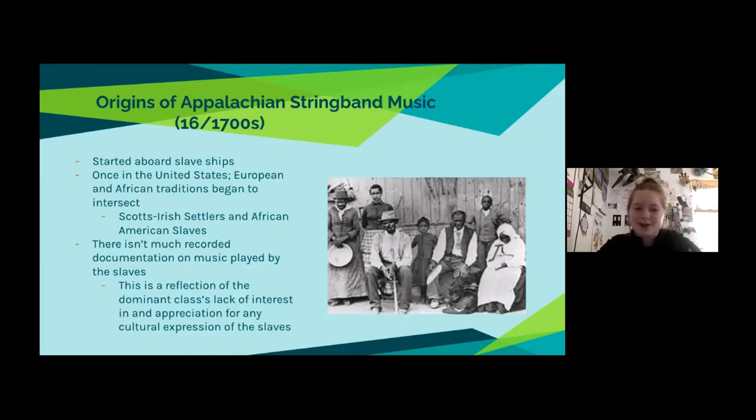There's not much documentation on music that was played by the slaves, and this is very reflective of the oppressive nature and the dominant class's lack of interest and appreciation for any form of cultural expression that the slaves made. But there are still reports of slaves playing banjo and percussion instruments in the American colonies and on plantations as early as the late 17th century, where they would usually play to entertain themselves, but they also often played to entertain white people as well.